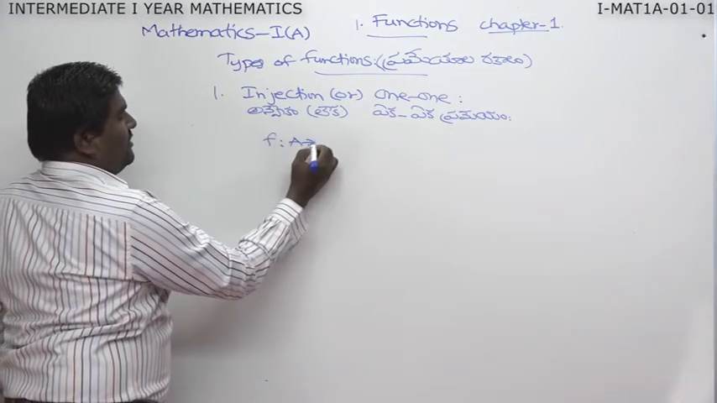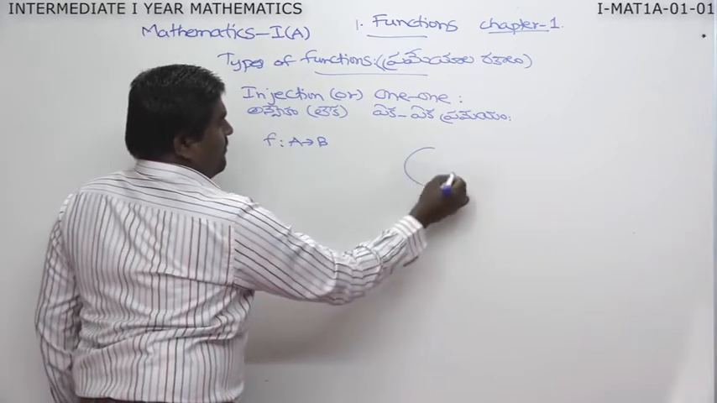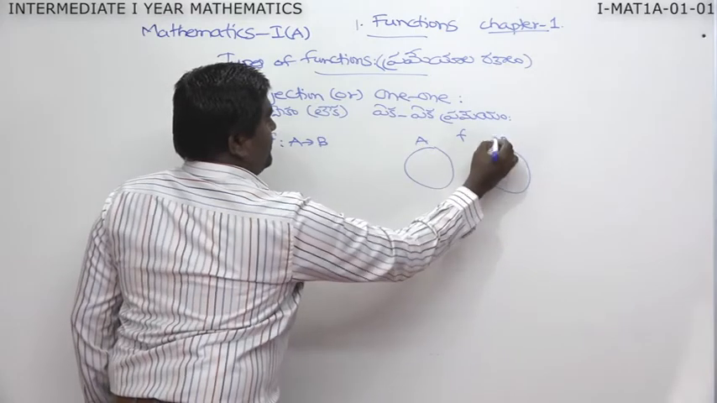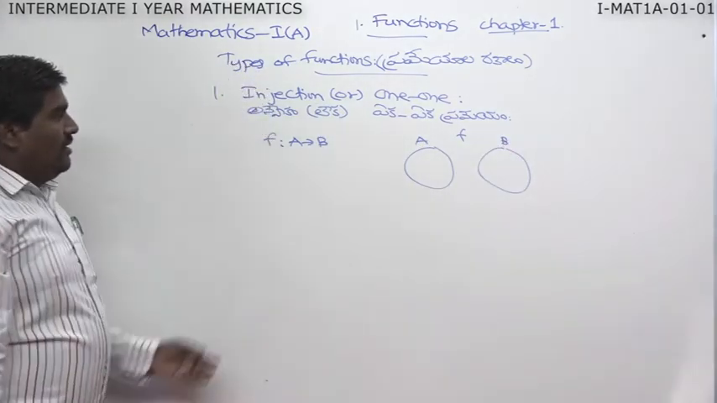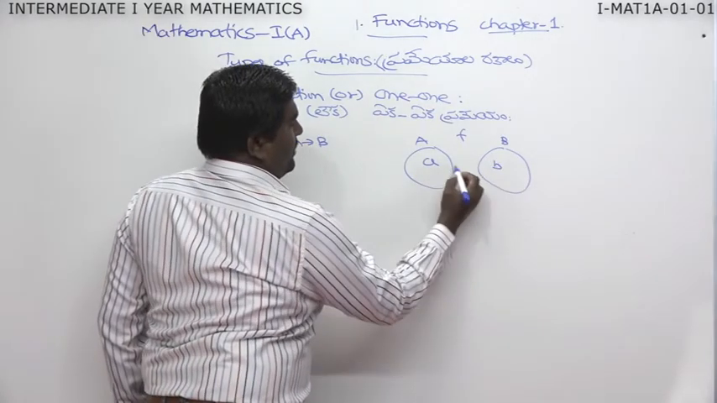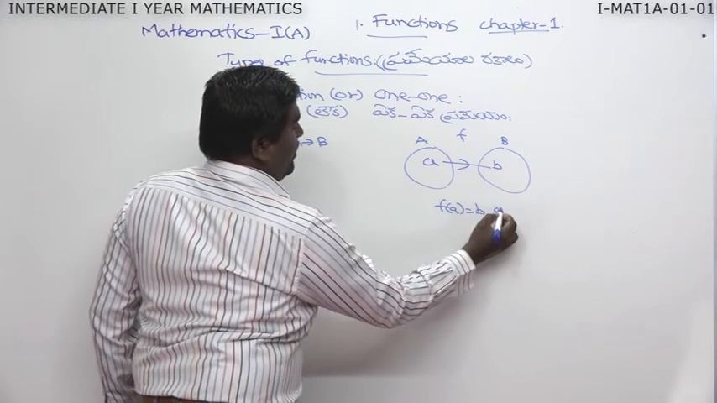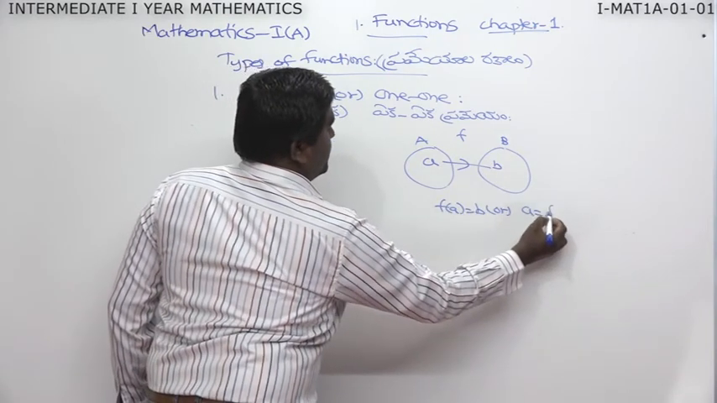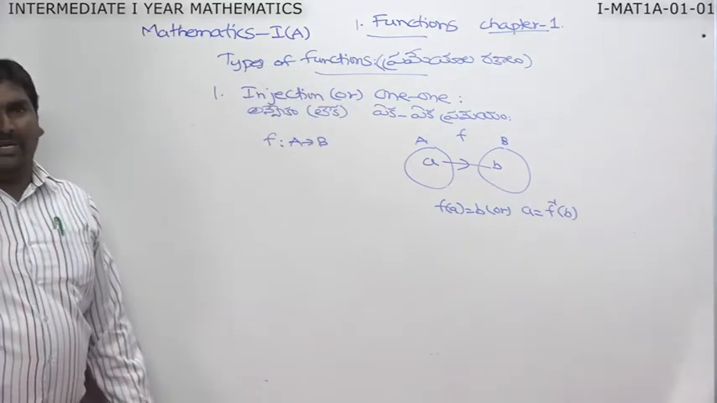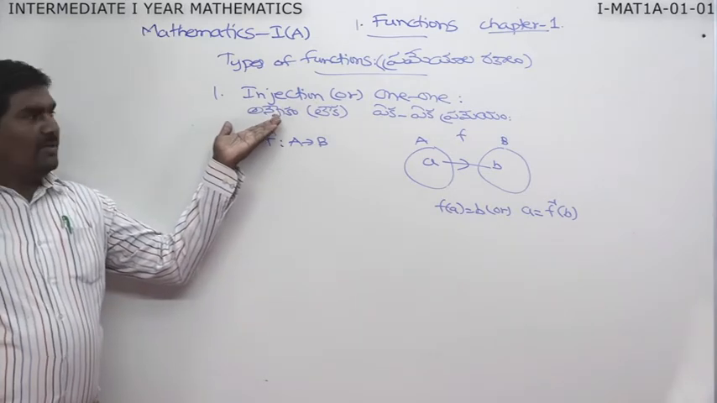f is a function from A to B. In this, we may take small a here, small b here. It is f of a is equal to b, or a is equal to f inverse of b, and f is known as a function from A to B. Now, what about the injection?